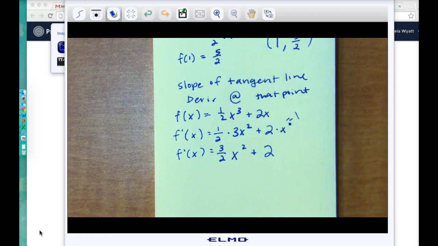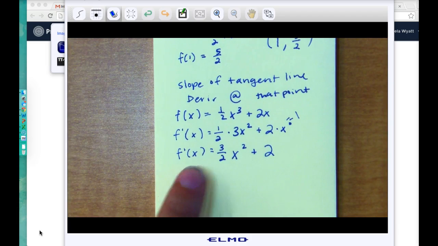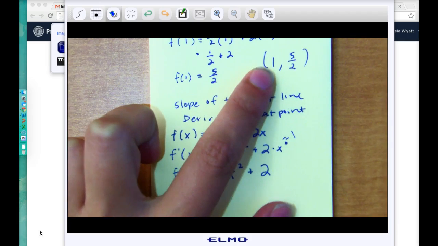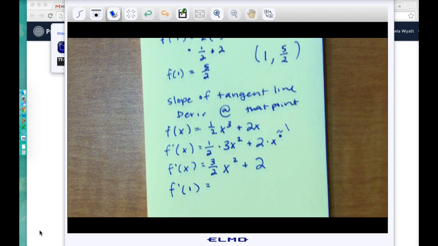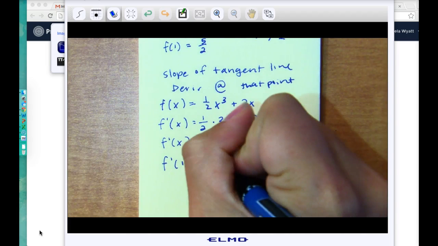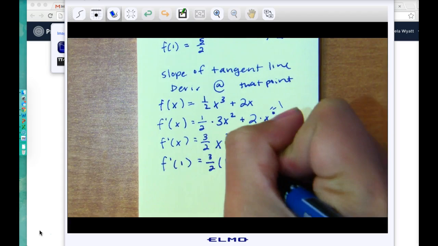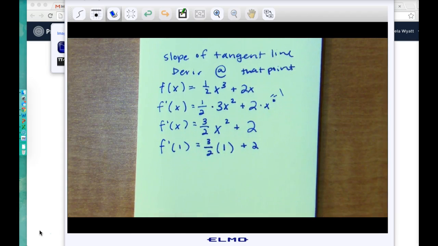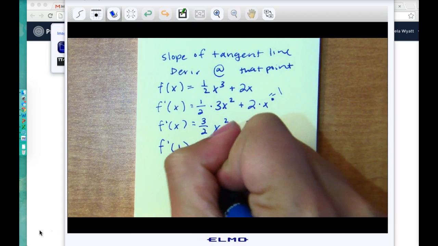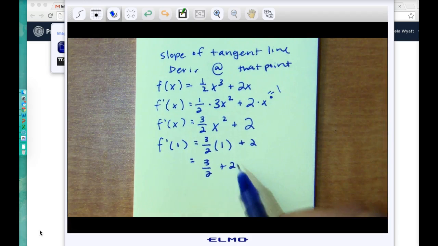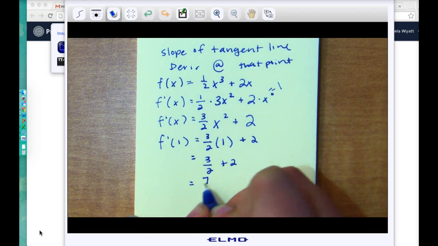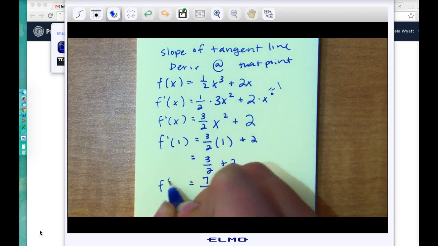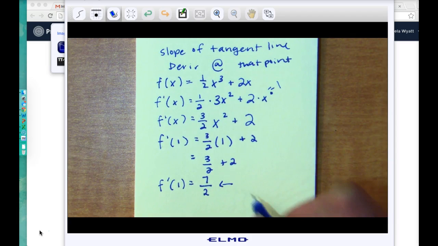So now I'm finding the slope of the tangent line. I've got the derivative. I've got to plug in my x value of 1. So now I'm finding f prime of 1. So this is going to be 3/2 times 1 plus 2. This will be equal to 3/2 plus 2. Remember, 2 is like 4/2 as a fraction. So 3 plus 4 is going to give me 7/2 is my f prime of 1. This is going to be my slope.